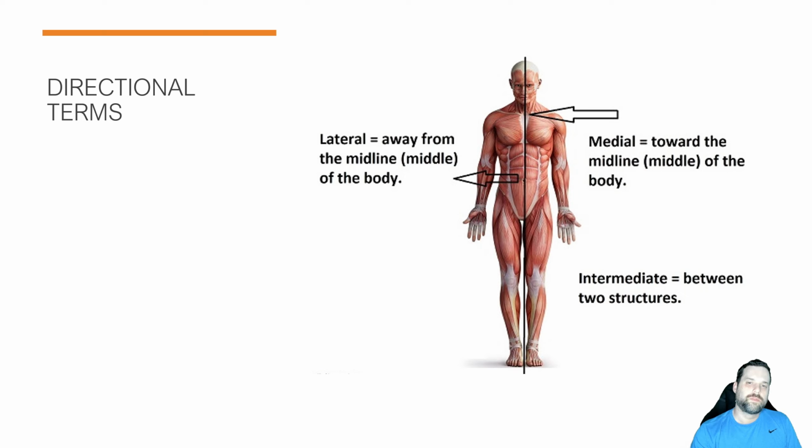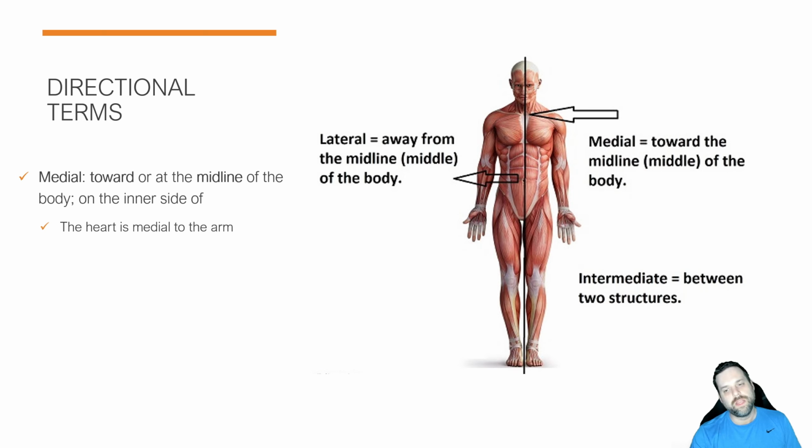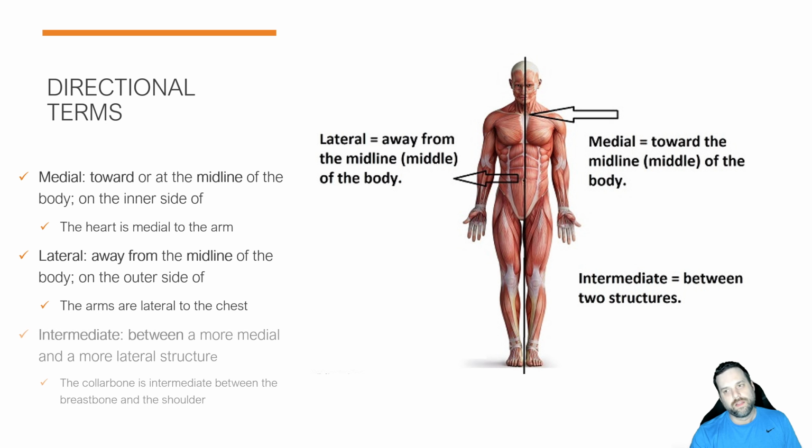All right, a few more terms here would be lateral, medial, and intermediate. The first one I'm going to teach you is medial. Medial means towards the midline, anything towards the middle. So the heart is medial to the shoulder, right? I said that the heart is medial to the arm or the shoulder.